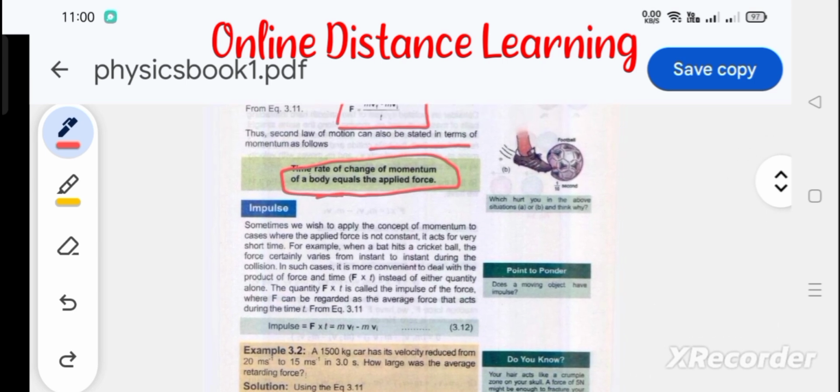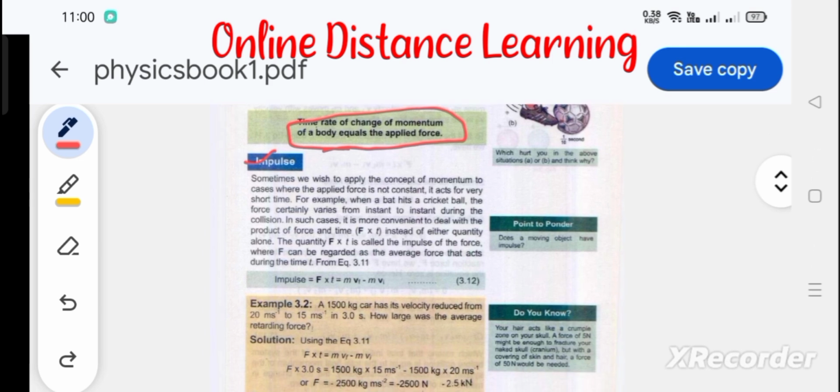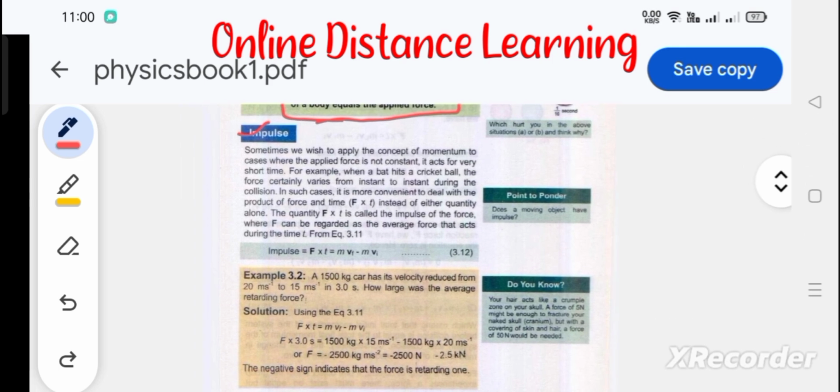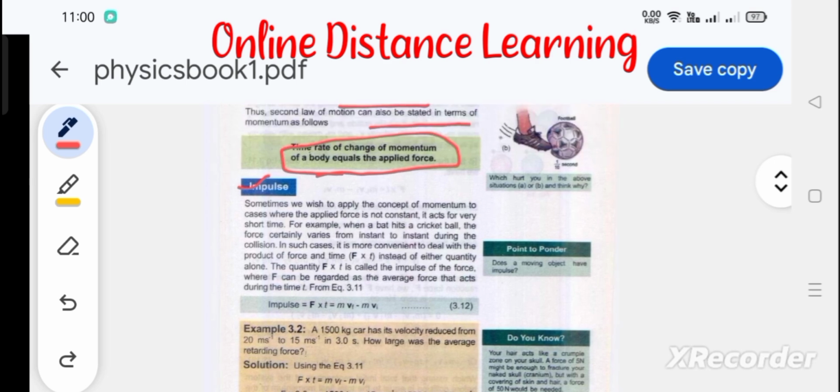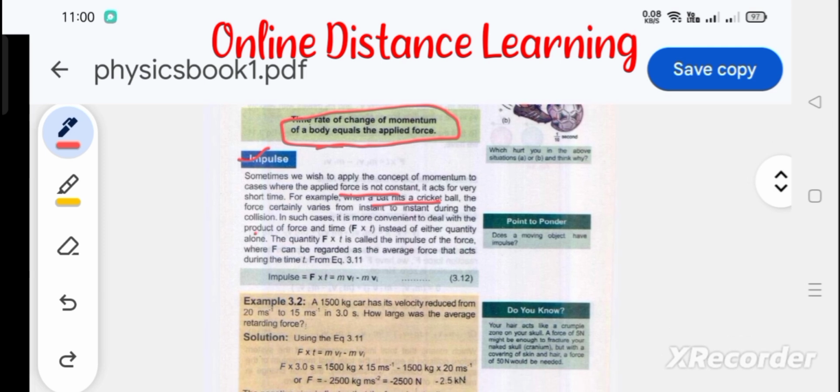Now we will see another topic in this video, which is impulse. Impulse is a byproduct of momentum. Sometimes we wish to apply the concept of momentum to cases where the applied force is not constant. It acts for a very short time. For example, when a bat hits a cricket ball, the force certainly varies from instant to instant during the collision. In such cases, it is more convenient to deal with the product of force and time, F cross t, instead of either quantity alone. This F cross t is also called the impulse of force, and F can be regarded as the average force that acts during the time t.